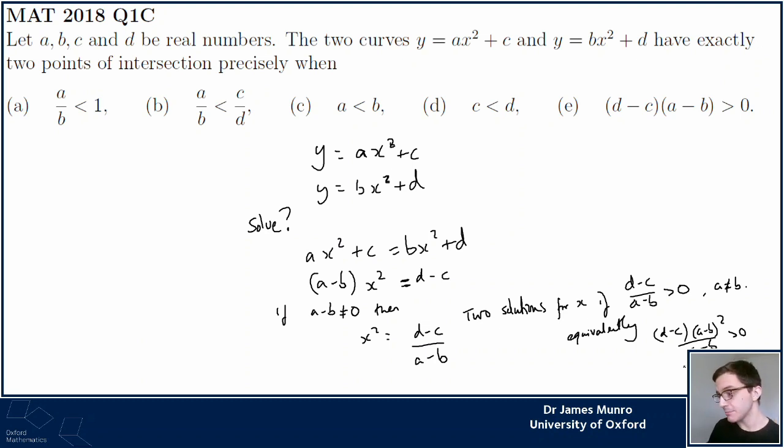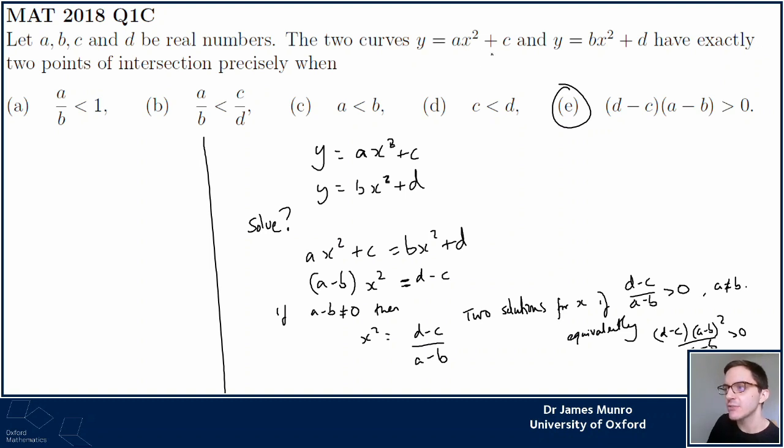These are equivalent because I've multiplied up by a minus b squared, which is a positive thing, not 0. So I precisely want d minus c times a minus b to be positive, which is option E. Okay, let's do a quick geometric approach as well, just to see what that looks like.